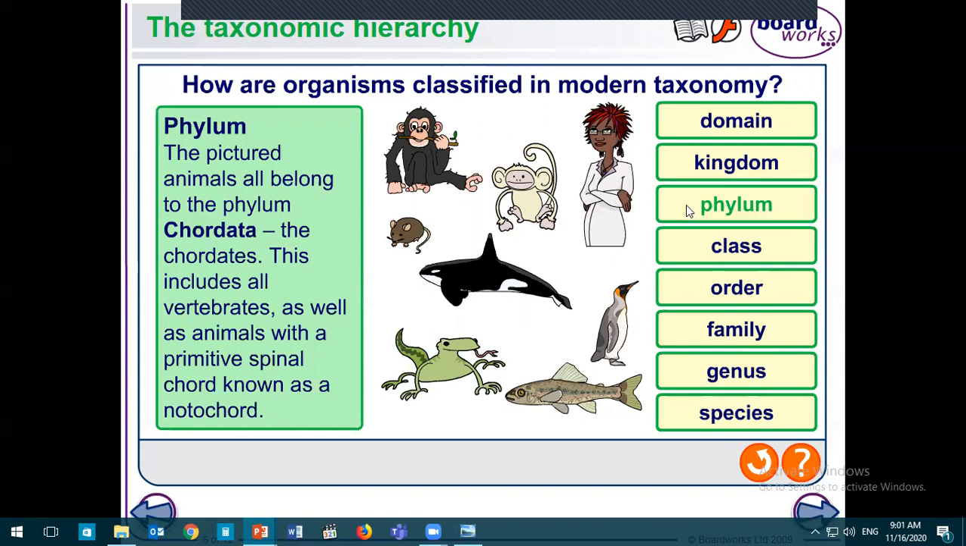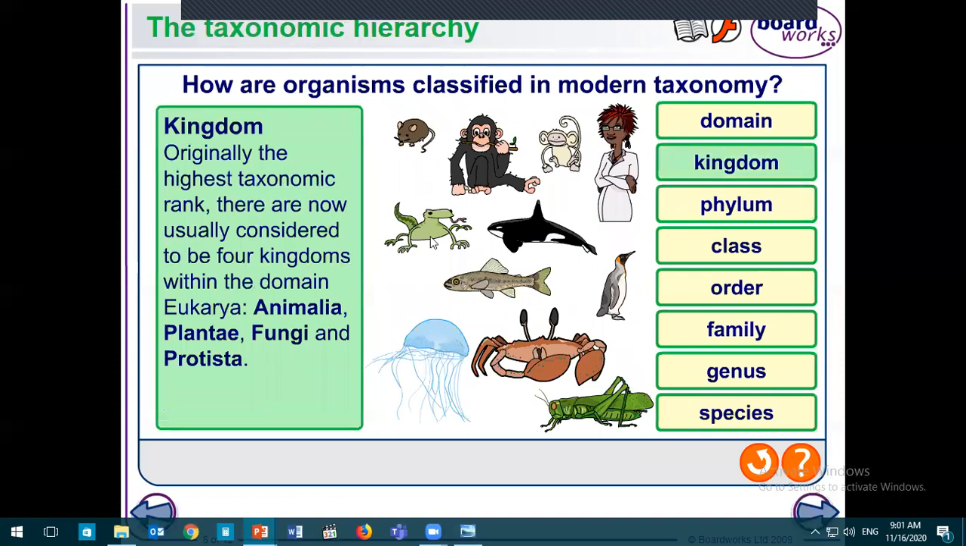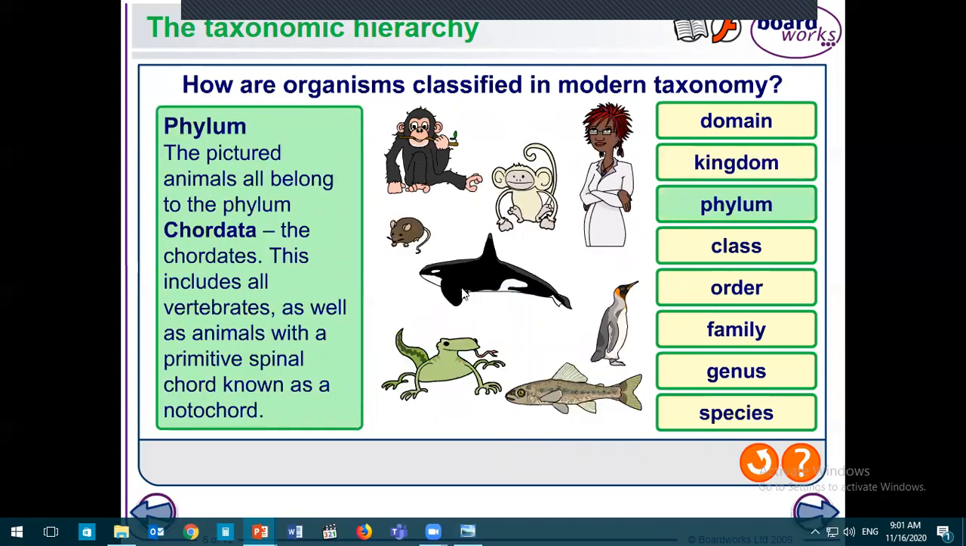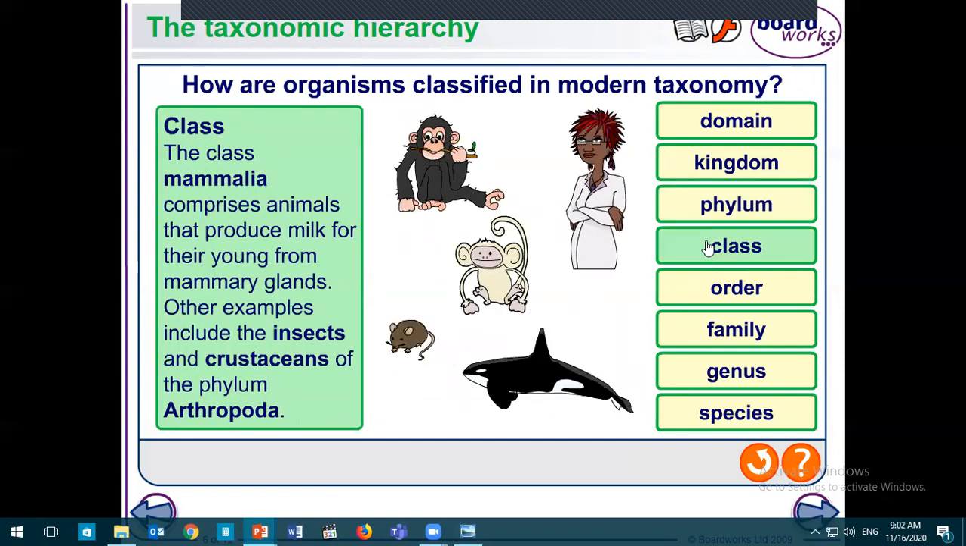Okay, so now we have phylum. Now we have all the animals that have backbone. In the kingdom, we had to remove the jellyfish, the crab, the grasshopper, because they do not have backbone. In this phylum, we have only the animals that have chordata or a backbone. Okay. Now let's move to class. This is the lower level. Can you see, guys, that the number of animals is getting less and less?